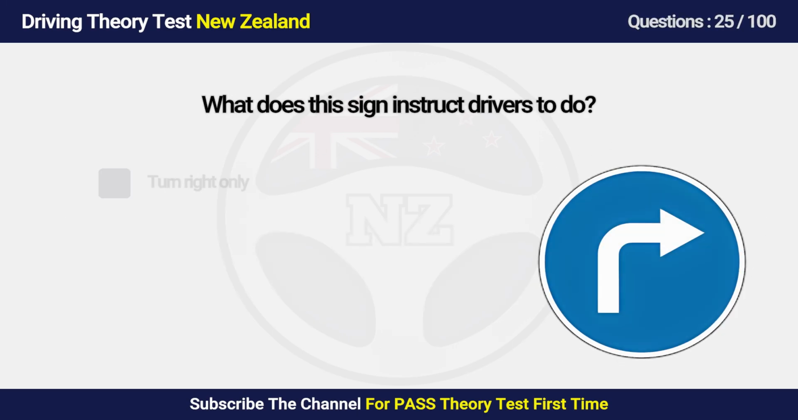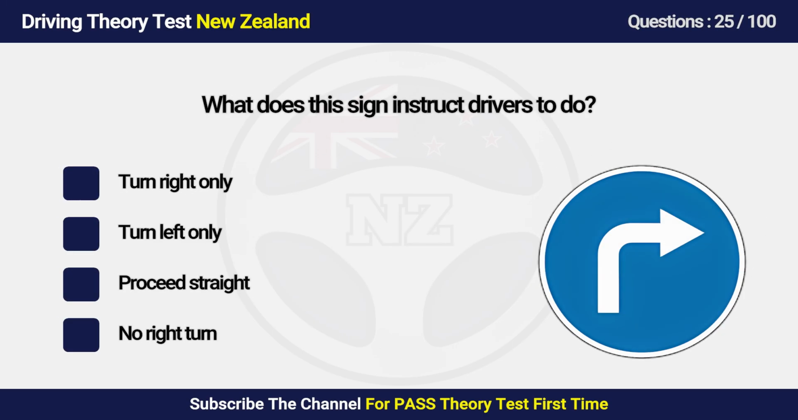Question 25. What does this sign instruct drivers to do? A. Turn right only. B. Turn left only. C. Proceed straight. D. No right turn.